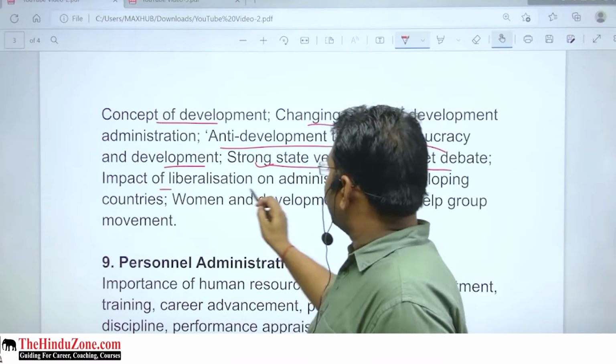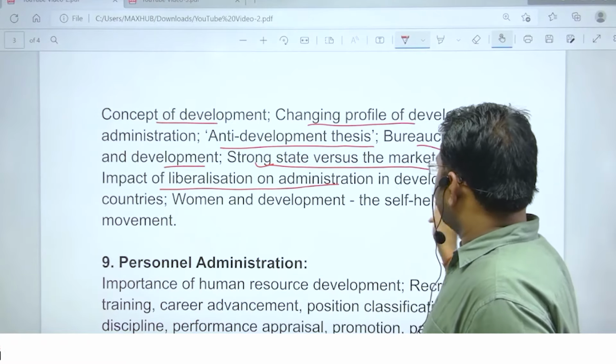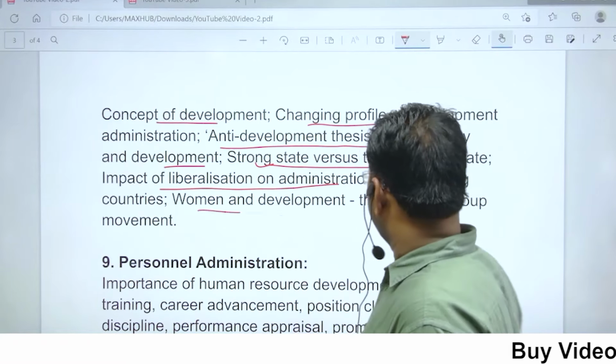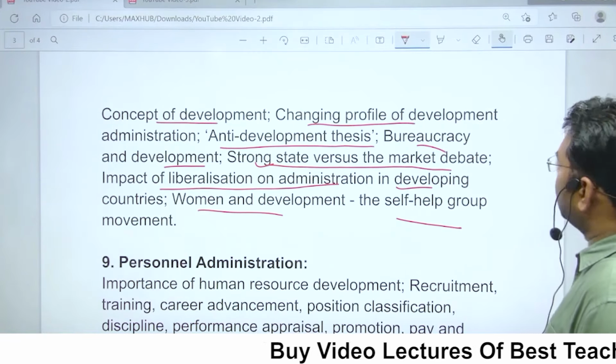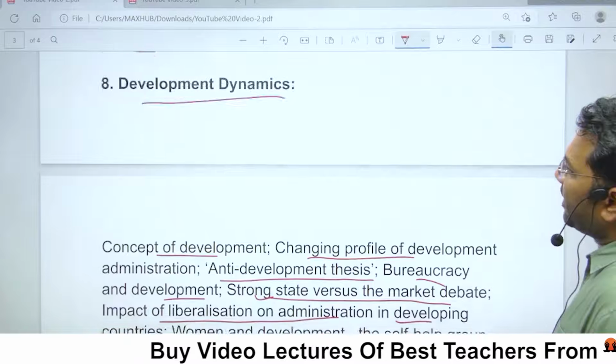Then impact of liberalization on administration in developing countries, women in development के बारे में बात करेंगे, and self help group movement के बारे में बात करेंगे. ठीक है, so this will be studied under the development dynamics.